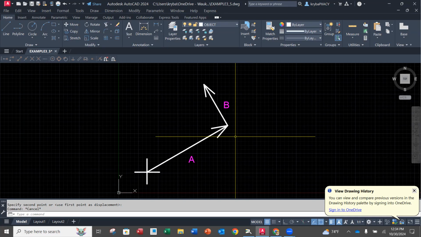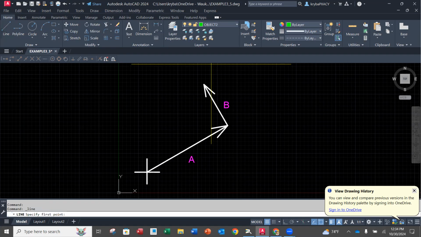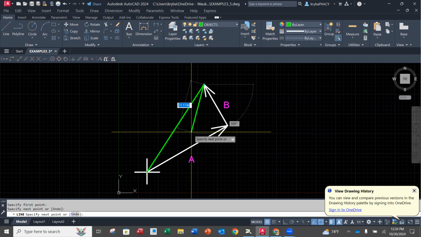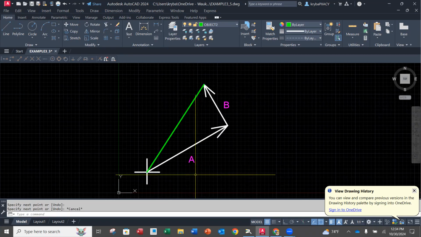So to find my resultant, I am going to start at my origin with the tail of the resultant, and the tip is going to go to the tip of the last vector in my diagram. So I am going to change my layer to object 2. I am going to draw a line starting at the origin. Make sure you get the endpoint of the origin, and then I'm going to draw it to the endpoint of the last vector, or the tip of the last vector that I put in my diagram.